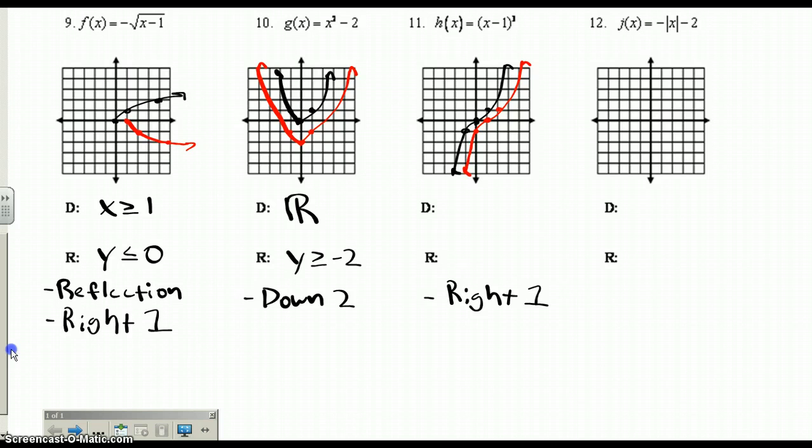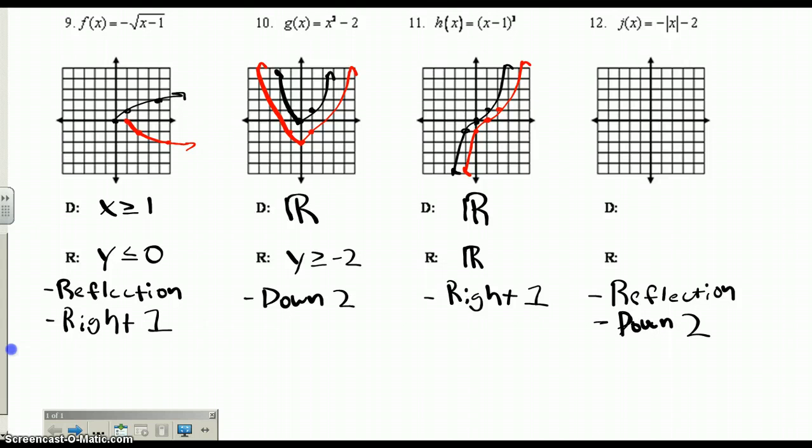Let's talk about the domain and range. Notice how it goes from negative infinity to positive infinity in both directions, left, right, and up, down. So we have all reals. Okay, let's talk about the last one. Absolute value. This is our V shape. In this case, there are two transformations. We have the reflection. And since that 2 is on the outside, this is going to be down 2. Okay, so we're going down 2 units because this 2 is on the outside of the absolute value.